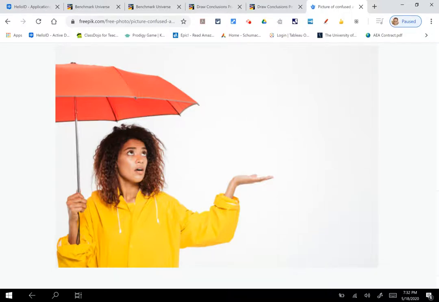All right, today in reading, I'm going to read you guys a little story, and then we're going to look at two different posters, okay? So here's my story first.